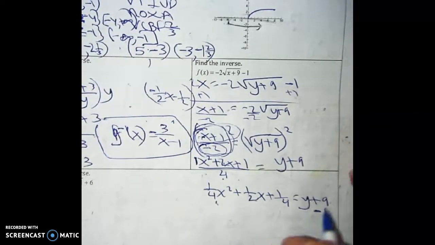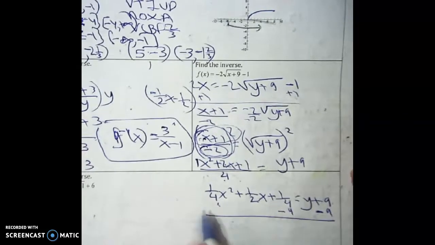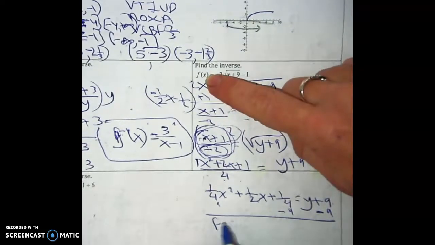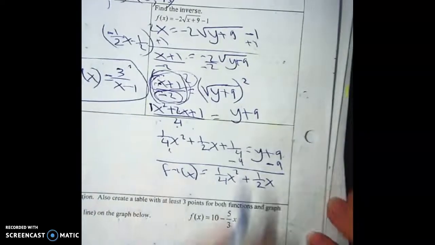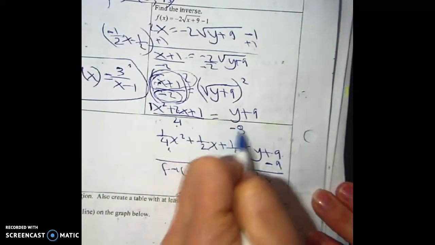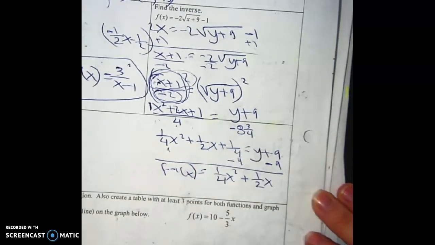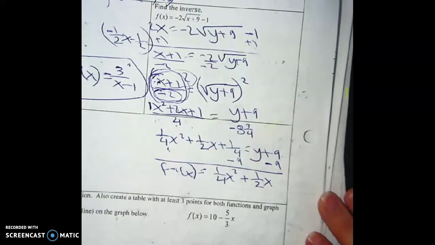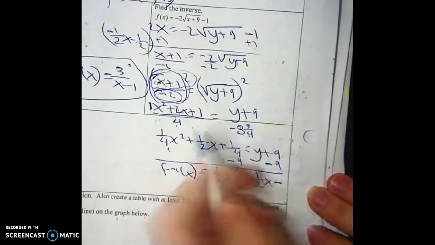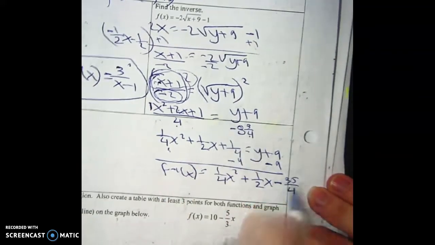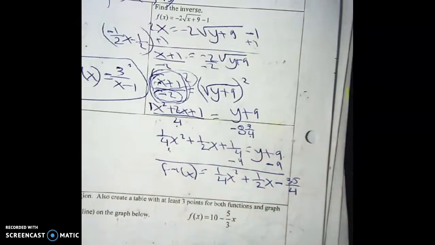Now I subtract 9 and I get f inverse of x equals 1/4 x squared plus 1/2 x, and I am not going to be okay with you writing negative 8 3/4. That is super ugly. So please use the fancy calculator, or know that 8 times 4 is 32, plus 3 is 35 over 4. Or negative 8 3/4. I mean, I'm glad that you know that. It just looks pretty ugly.